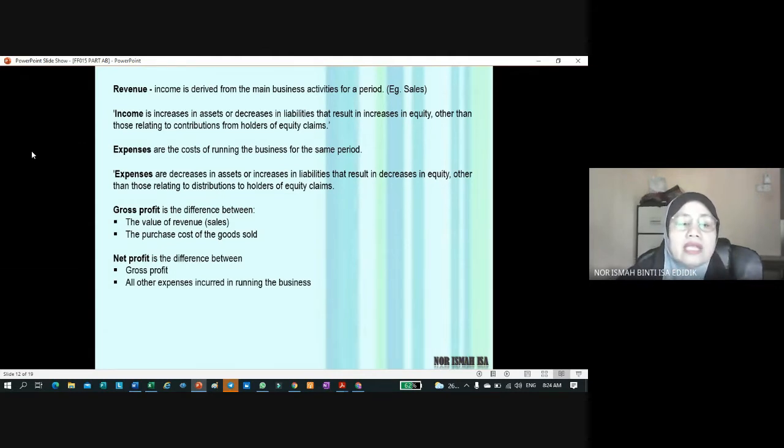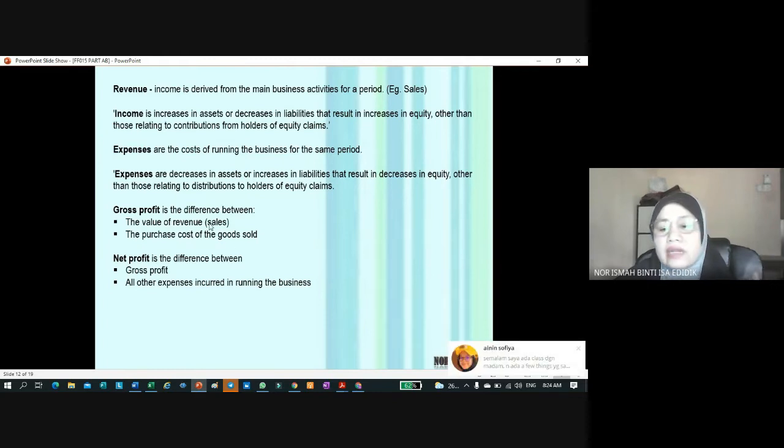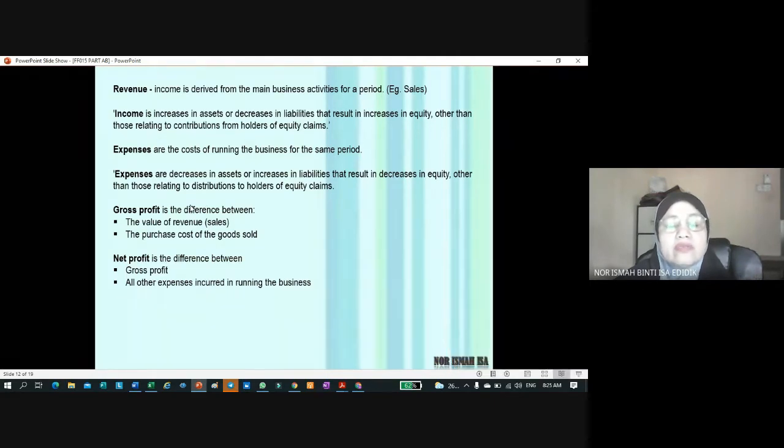Yeah? Okay, as for profit, this is why I said to you that sales has two parts. One is cost, another one is the markup, dia punya untung dia. So this one is gross profit, which comes from the value of sales and the purchase cost of goods sold. So sales minus the purchase, or cost of goods sold, itu yang kita dapat dia punya income dia ya, gross profit.